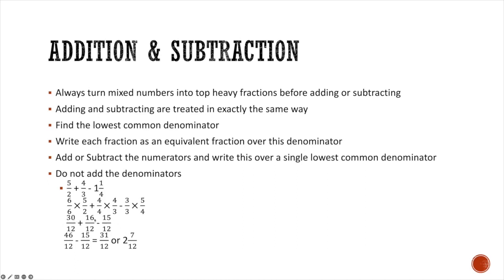Now we can add and subtract the numerators. But we are not adding or subtracting the denominator. The denominator is common. It is the same, 12. 30 plus 16 is 46 minus 15. So 46 minus 15 is 31. So we are getting 31/12. Or we can write it as a mixed number. 31 divided by 12, then we are getting 2 and the remainder is 7. So we can write this as a whole number and a fraction.